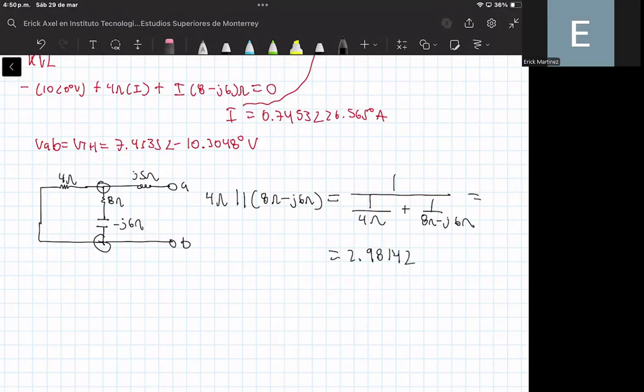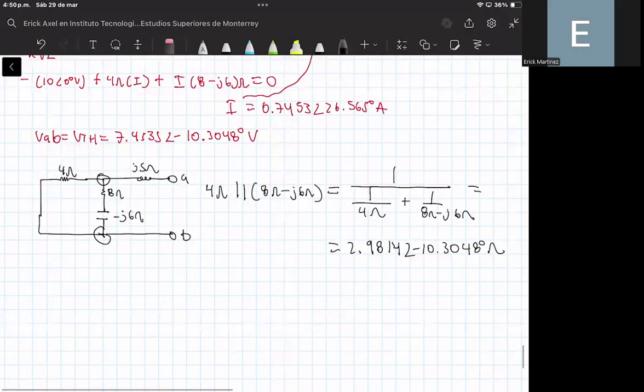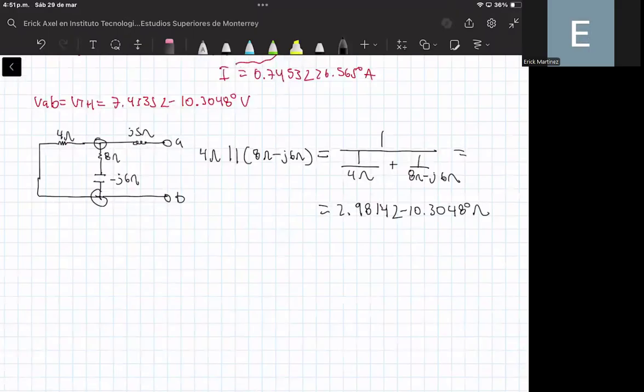2.9814 with an angle of minus 10.3048 degrees ohms. So this is the value of simplifying this 4 ohm resistor that is in parallel with these two. You can simplify these two because they are in series. That's why I am skipping the step of simplifying these two elements, because the simplification is direct since they are in series. And based on this, we can rewrite the circuit.